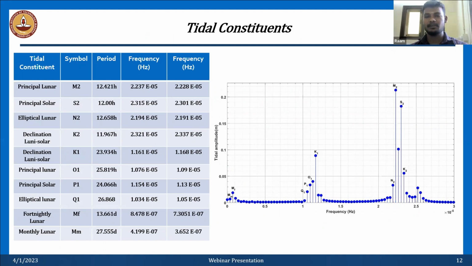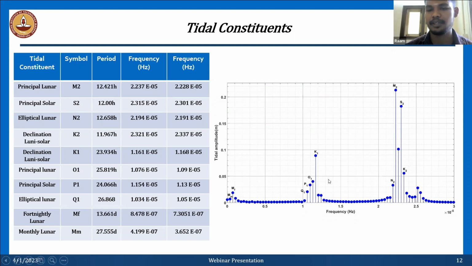Tidal constituents is nothing but that lunar day, the moon is revolving around the earth. Based on this gravitational difference between the sun and the earth, and moon and the earth, this will create various tidal constituents. This M2, S2, these are the various tidal constituents.